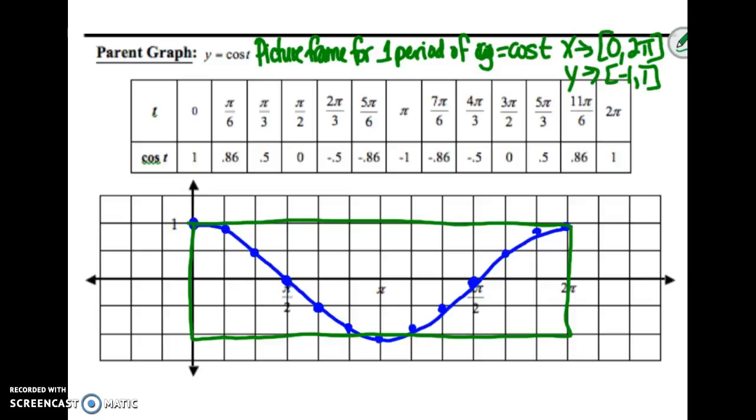Notice that this has what I like to call, since it's cosine and it starts with a C, a cup shape. So I say that cosine looks like a cup and sine looks like a wave, and that helps you remember which graph is which.